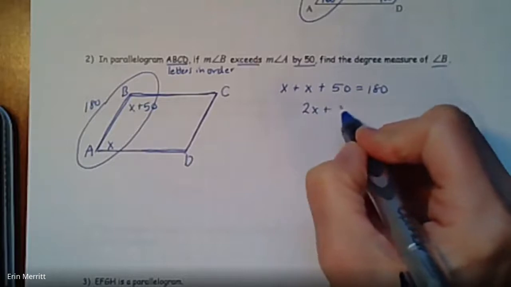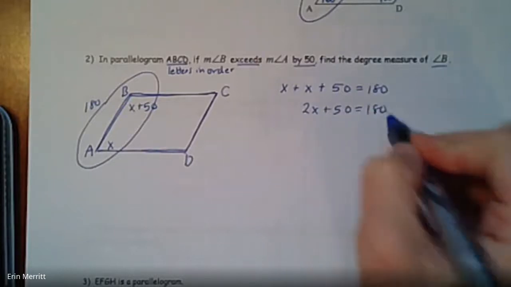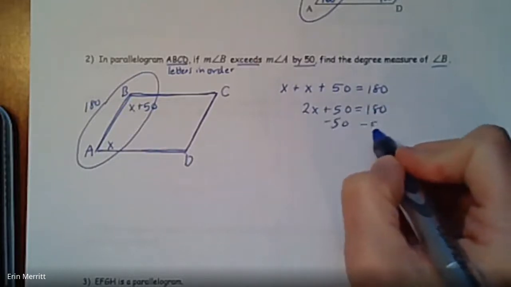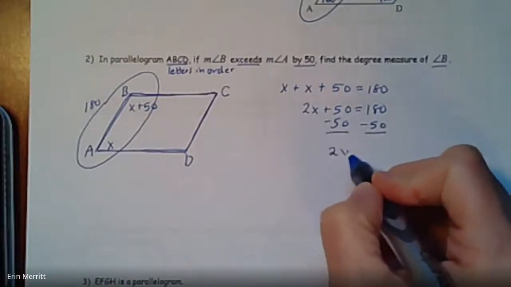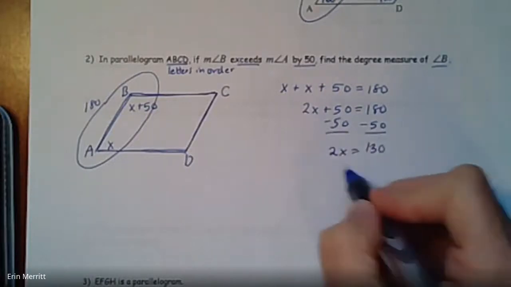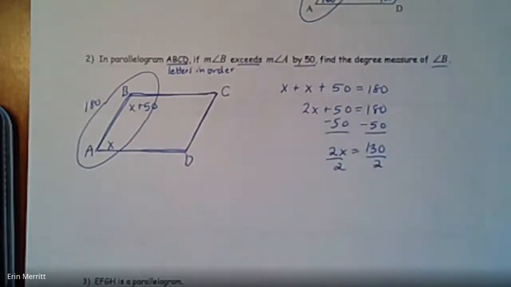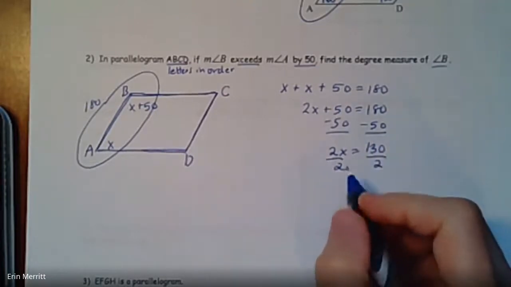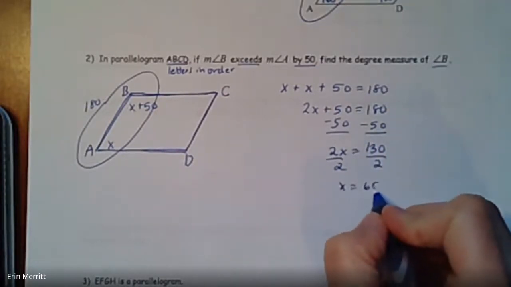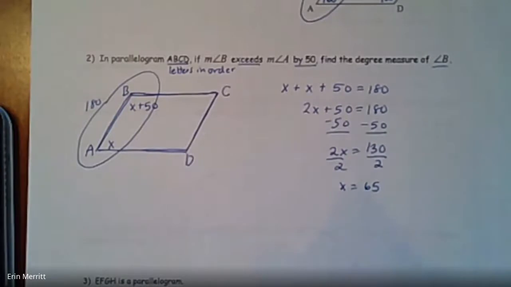So we get 2x plus 50. We can absolutely subtract that 50 over. So that 2x equals 130. And then divide it by 2. And you can always grab your calculator to double check. It should be 65 for the value of x.